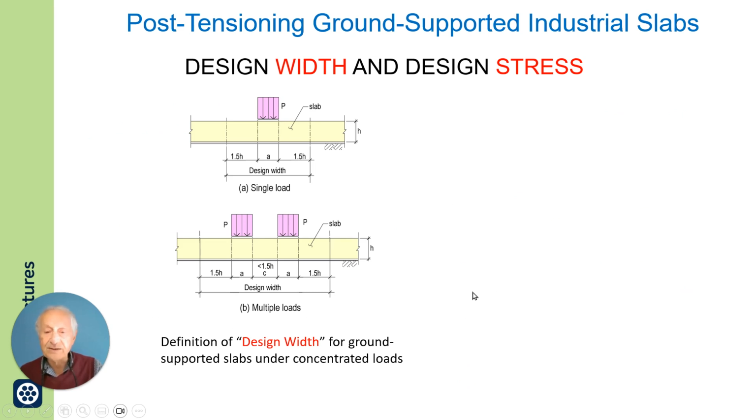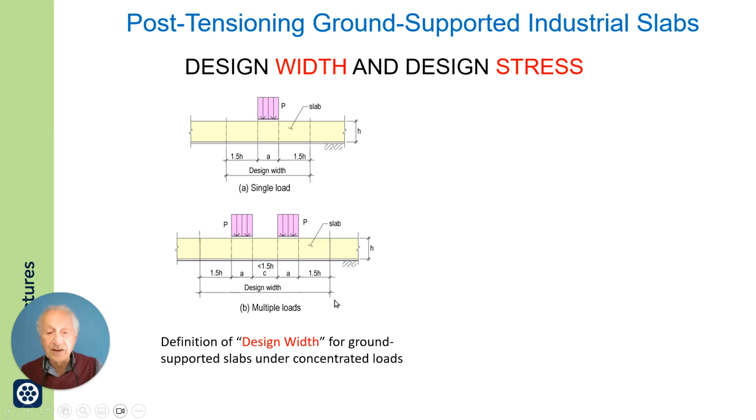For this reason, very much like the elevated slab where you have design strips for design, a design section or a design width is defined. If you have a concentrated load, there is a width which is concentrated load plus 1.5 times the slab thickness on each side. This is the design width. And if you have more than one, this will be the design width.